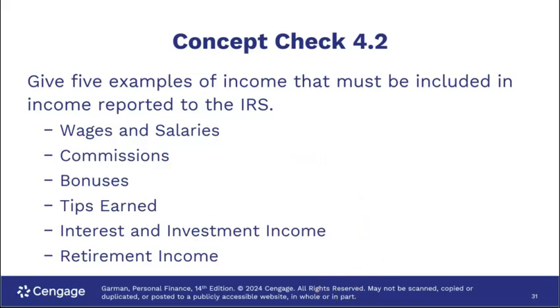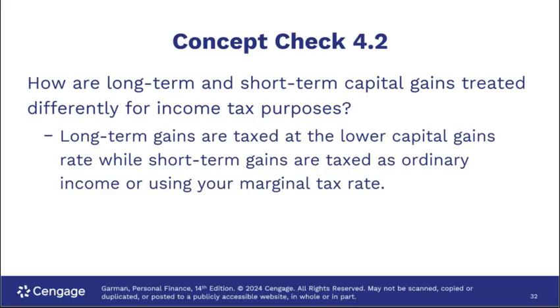Concept check 4.2: how are long and short-term capital gains treated differently for income tax purposes? So first off, long-term capital gains are taxed at different levels. I believe if you're making less than $44,000, or some in that neighborhood, you pay no capital gains tax, and between 44 and 100. I'm not exact on the range, but this is information that's in that tax rate summary.